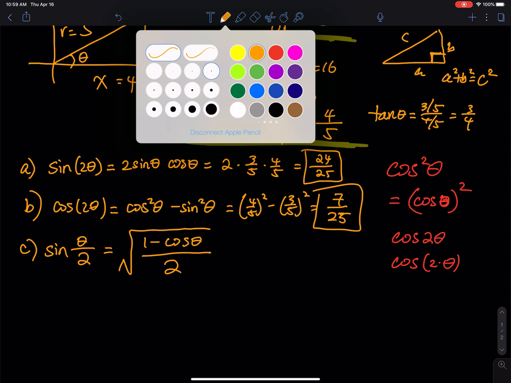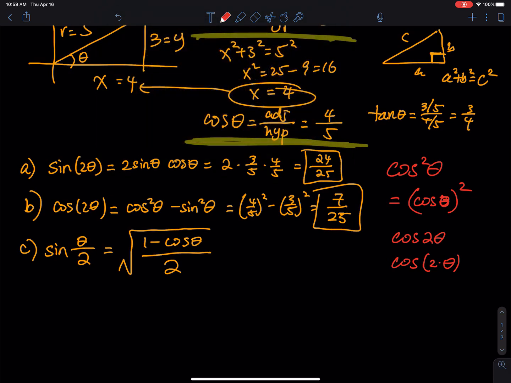And then should I use a plus or a minus? The answer is we have to use a plus. Why? Because the half theta is in quadrant 1, where x and y are both positive. So sine is y, right? Y is positive, so you use the positive. What if that is in quadrant 3 and 4? Then you use the negative, all right?